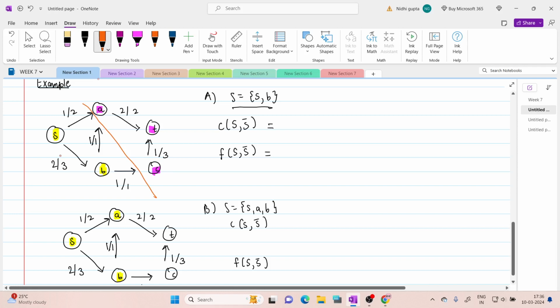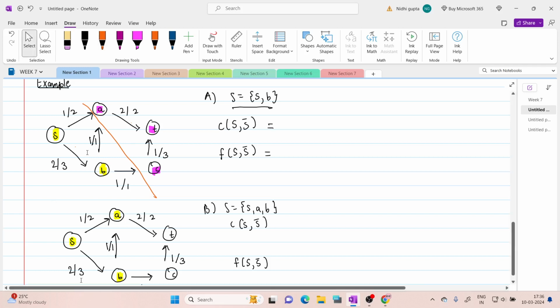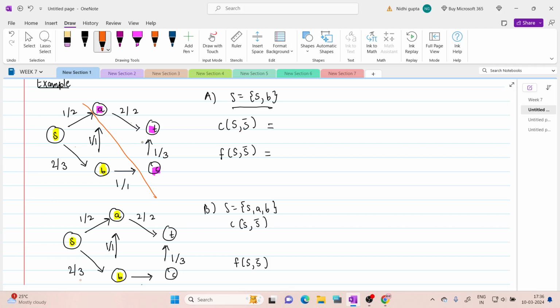So we have to look at capacity. For capacity we have to look for edges which are going from S to S bar. So what all edges are going from capital S to capital S bar? S to A and B to C. S to A, B to C. Any other? And B to A is also going, ma'am.